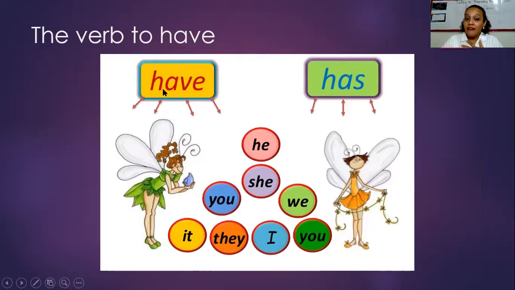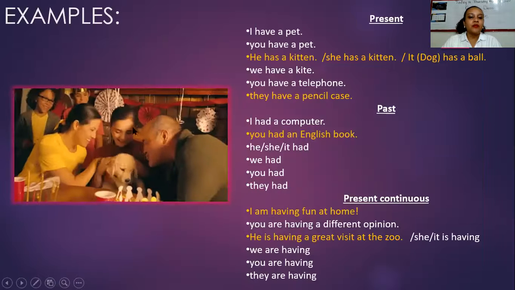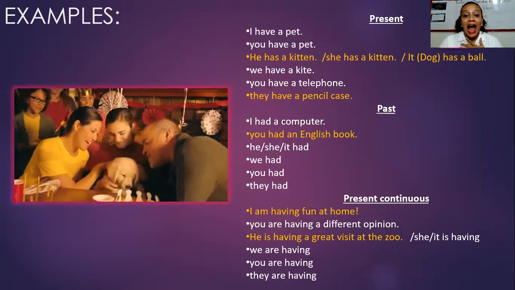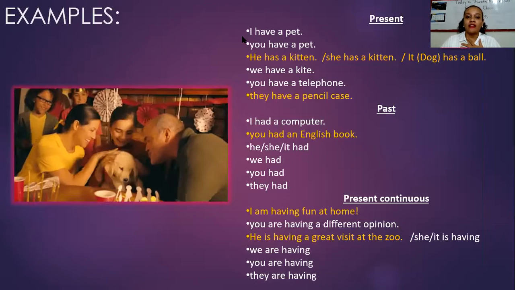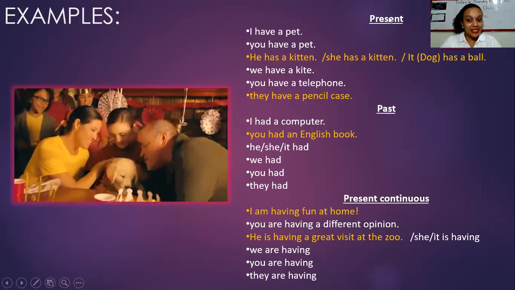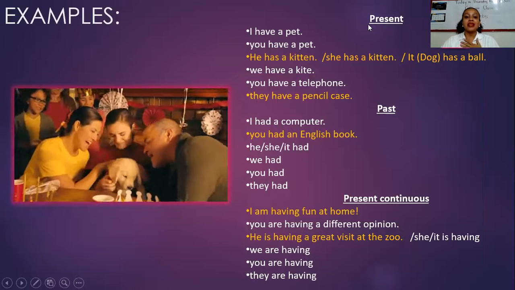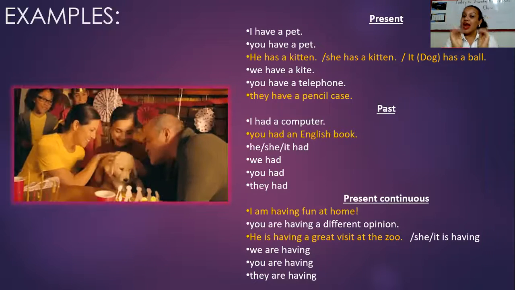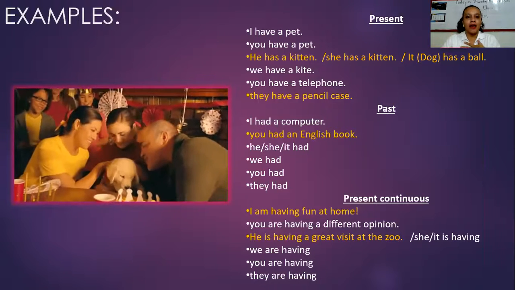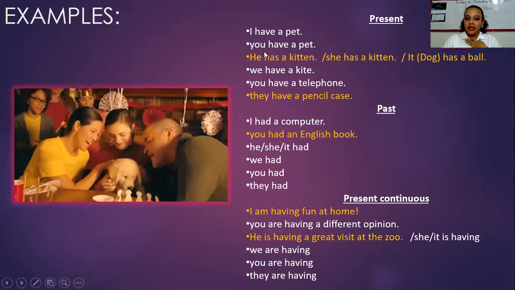Sometimes we say have, and other times we say has. How can we use have and how can we use has? Let's explain now. Look, examples. With the personal pronoun I, we use have. I have a pet in the present. Look, in the present. That is telling me that it is happening now. Today. I have a pet.